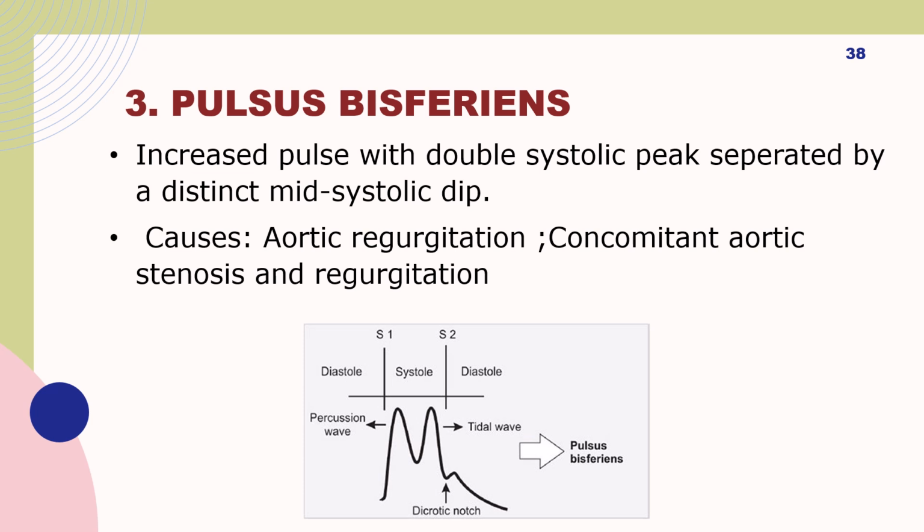Pulsus bisferiens, which is seen in aortic regurgitation and concomitant aortic stenosis and regurgitation, is characterized by a double systolic peak, which is separated by a distinct mid-systolic dip.